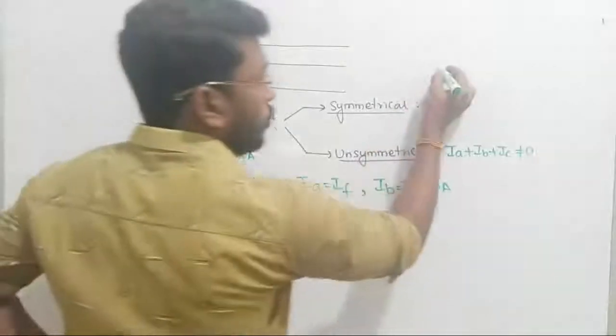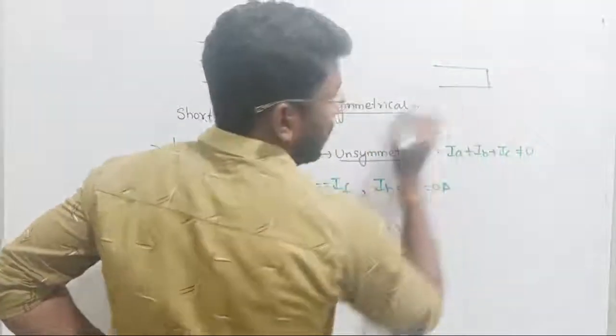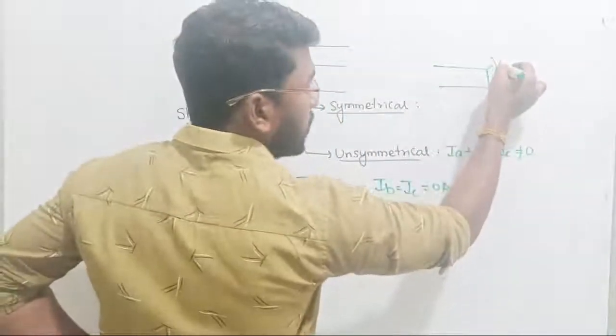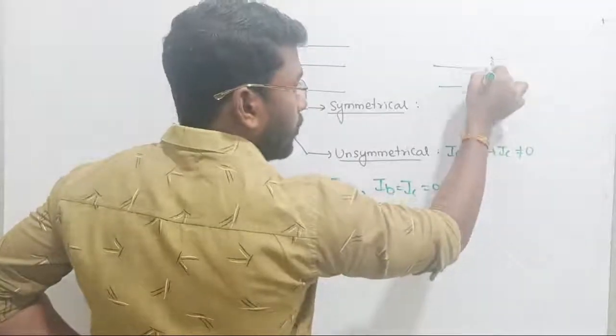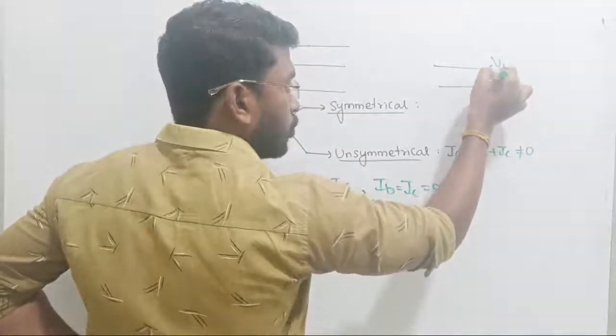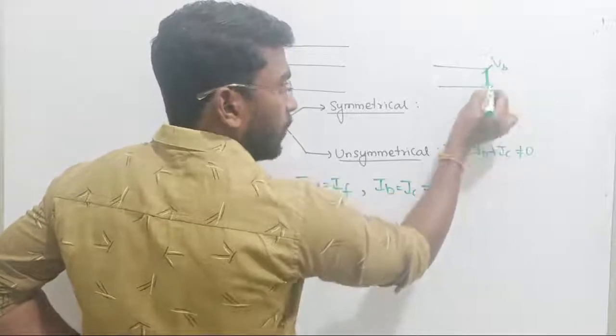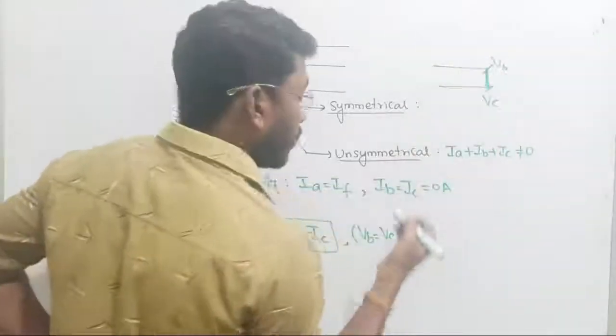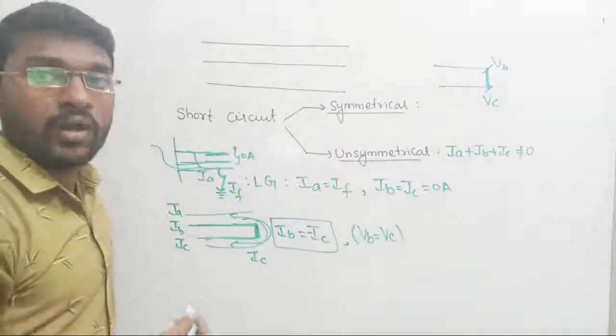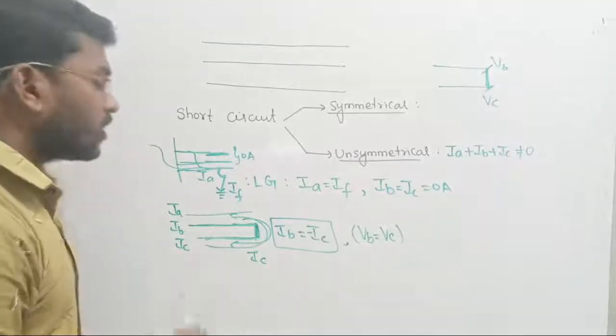Why? There are 2 lines, sir. 2 lines are short circuited. So this is phase B voltage, this is phase C voltage. At the moment we are starting, in between these 2 nodes, I have nothing. So the same voltage will appear at this point also. VB is going to be equal to the value of VC in case of line to line fault. I understood, right? So let us proceed further.